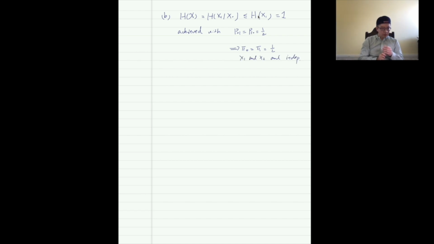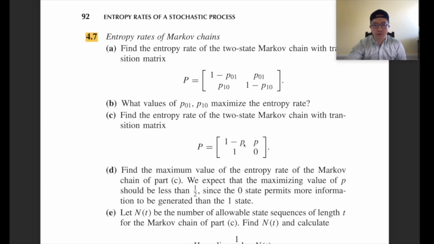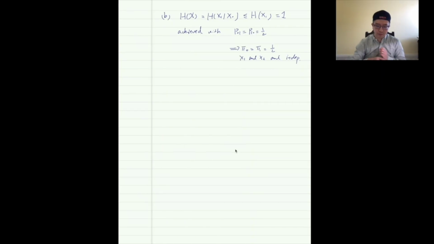Okay, great. Let's see the next one. The next part, C, is to find the entropy rate of the two-state Markov chain with this transition matrix. This is nothing but plugging into the general form of the entropy rate, right? So we just need to plug everything in. P01 equals P and P10 equals 1. This is pretty straightforward.